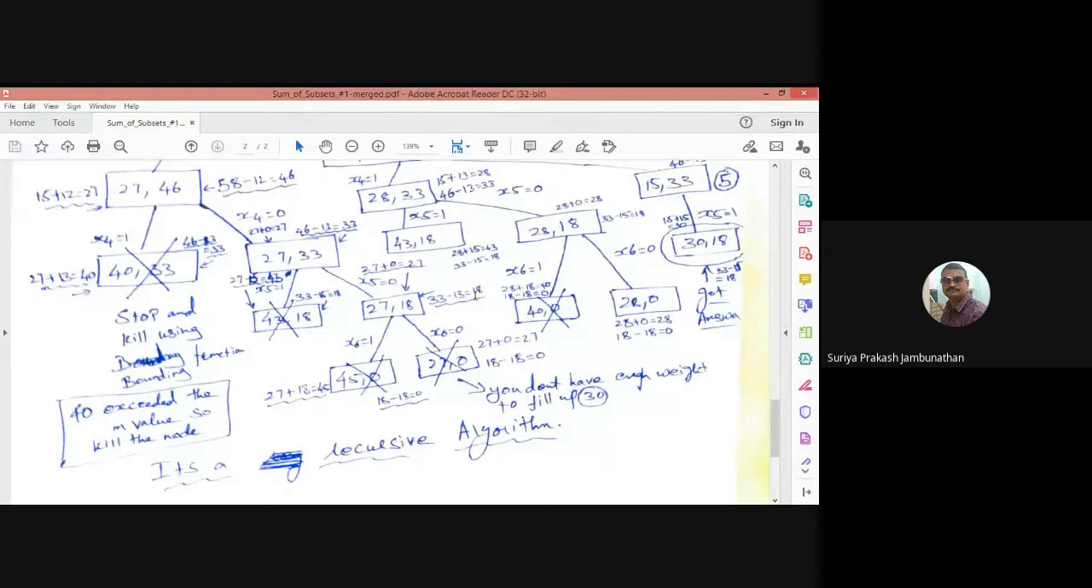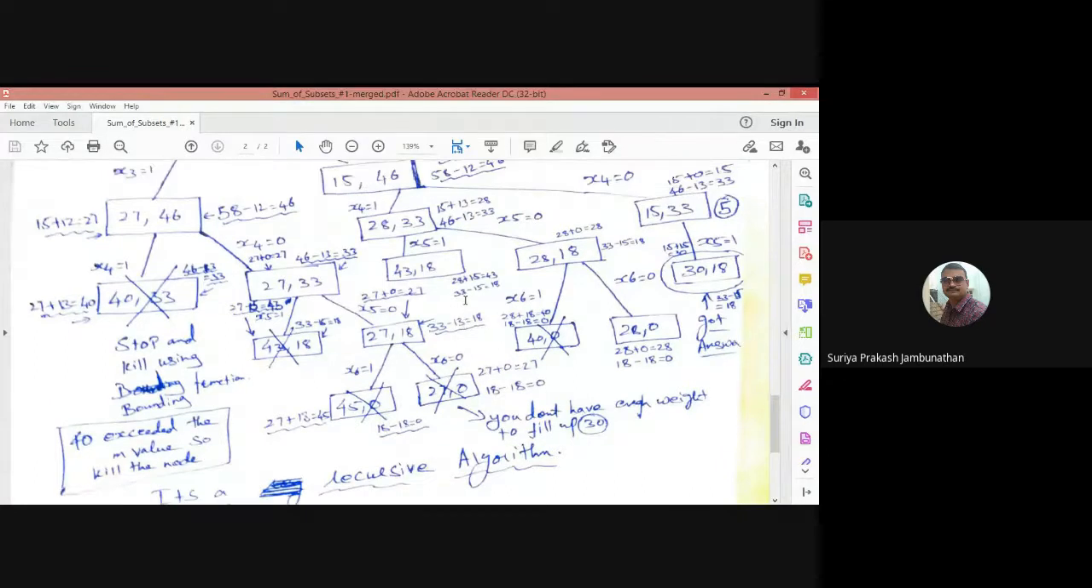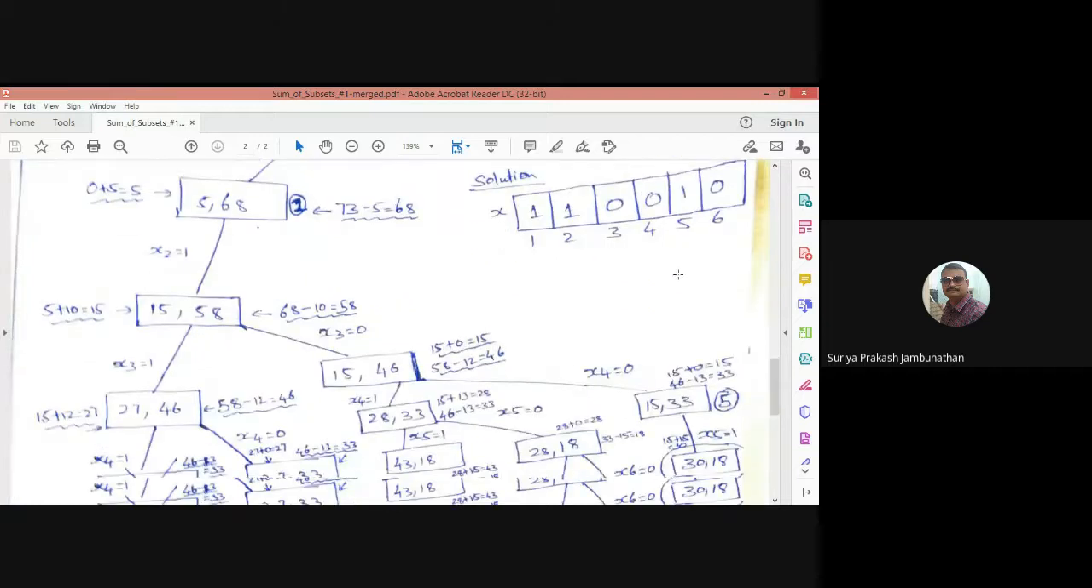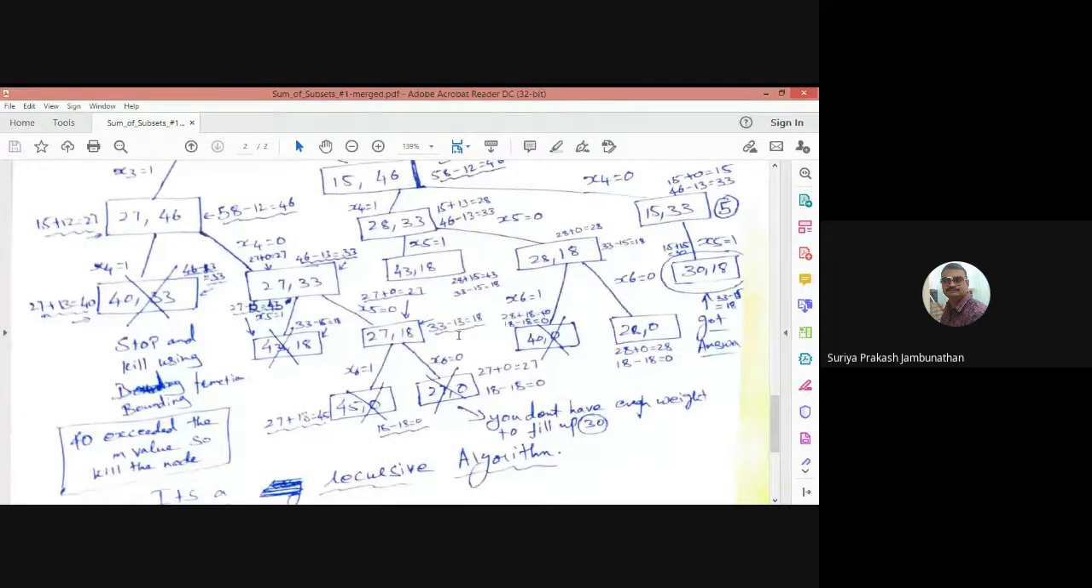Got it now? The x5 value is 15 actually. 13 we already added here. This is 15 actually. 33 minus 15 is equal to 18. This is 15, not 13.